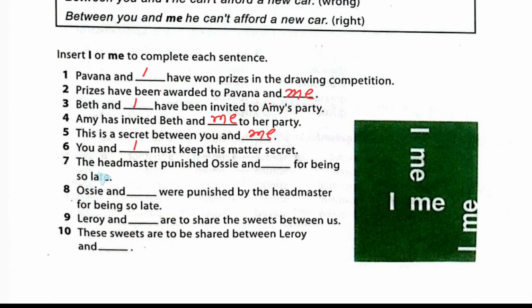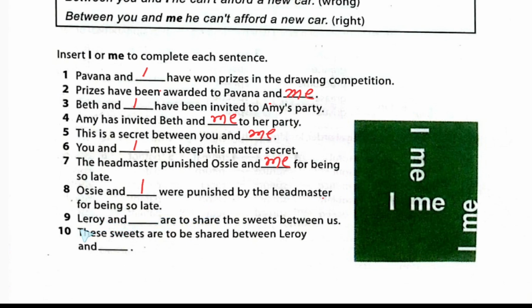Number seven: the headmaster punished Ossie and ___ for being so late. It will be the headmaster punished Ossie and whom? Ossie and me for being so late. Number eight: Ossie and ___ were punished by the headmaster for being so late. What will it be? It will be Ossie and I were punished by the headmaster for being so late.